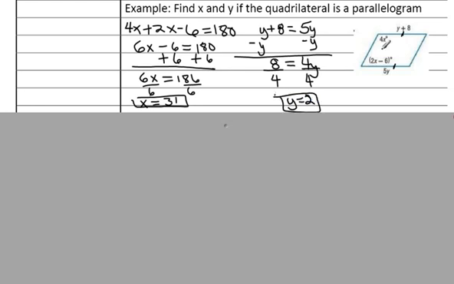And the math is easy on this one. I'm not going to use the calculator. 5 times 2 is 10, and 2 plus 8 is also 10. So I know that I've done the math correctly.